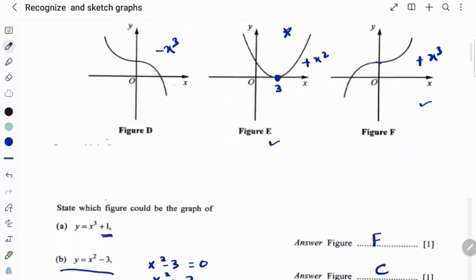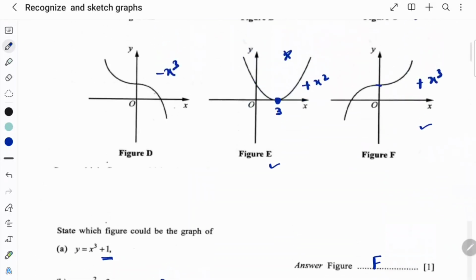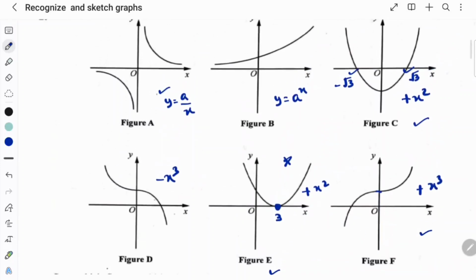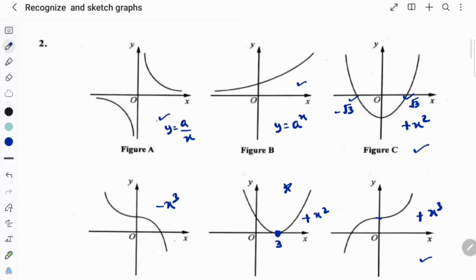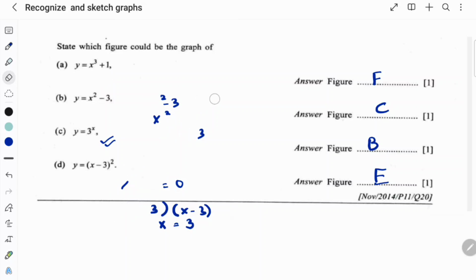All right, so we have done F, C, and E. Y is equals to 3 to the power x is an exponential function. Exponential function, we just have one. There is no need to check the other one, so that is only B. And it is positive. So we found the answers: A is F, B part will be C, C part is B, and D part is E.